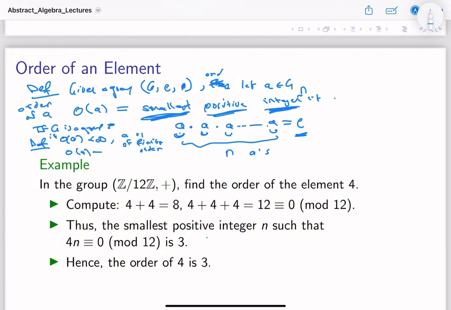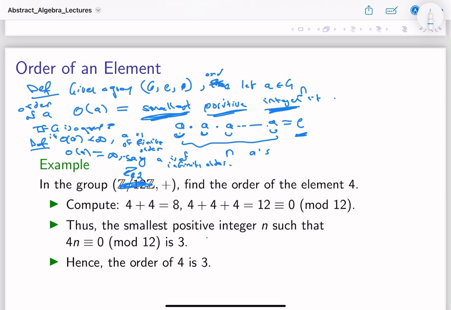If the order of A is infinity, we say that A is of infinite order, right? So let's take an example of an element of a group that is of finite order. So if you take Z, the integers modulo 12, Z sub 12 with the addition.